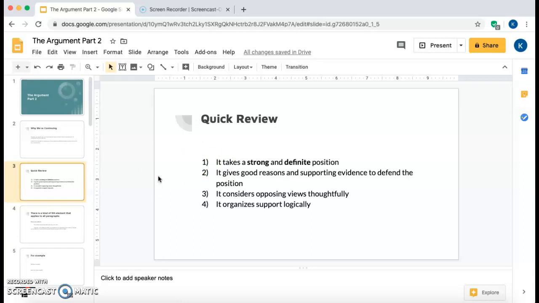The second point is that you give good reasons and supporting evidence to defend the position. Again, point number 2 goes back to the kind of writing that we've been writing all semester long, where after establishing your topic, you then provide 3 or 4 different claims to back up your position, and then you add in that kind of evidence to flesh out your thought process, right?